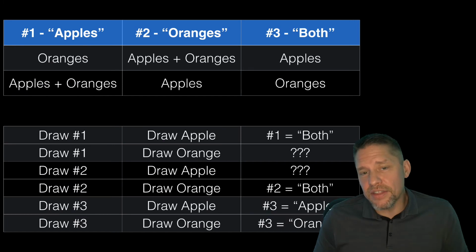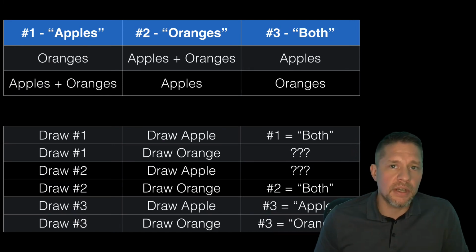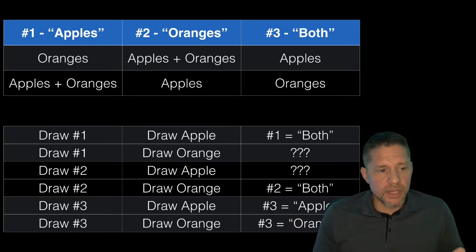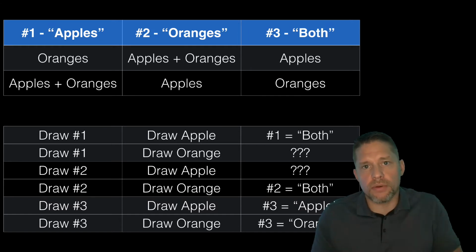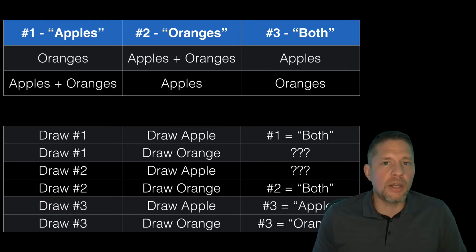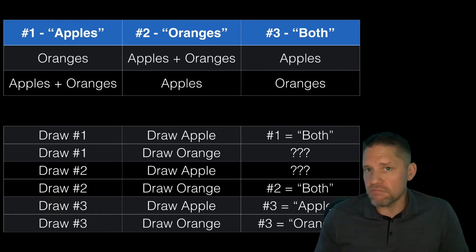This is another set of possibilities. So here I'm looking at it, and in number 1, if I happen to draw an apple, if I choose to draw from crate 1, if I get an apple, I know it's both. But if I get an orange, inconclusive.